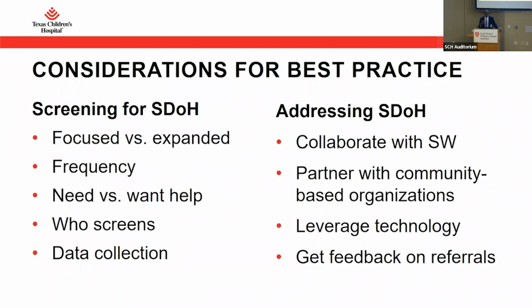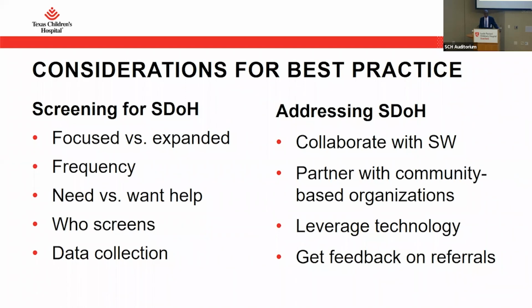And so I think it's important to really have considerations for best practice, both on the screening side as well as the addressing side. So on the screening side, you have to think about, are you going to do focused screening, meaning one or two social determinants of health? Or are you going to go for everything? The argument for focused screening is, hey, let's be focused. We know how to screen. We have great questions for this particular social determinant of health, and we have the resources. We know the community agencies to refer to. So that makes sense. The argument for expanded screening is you don't know what you don't know.